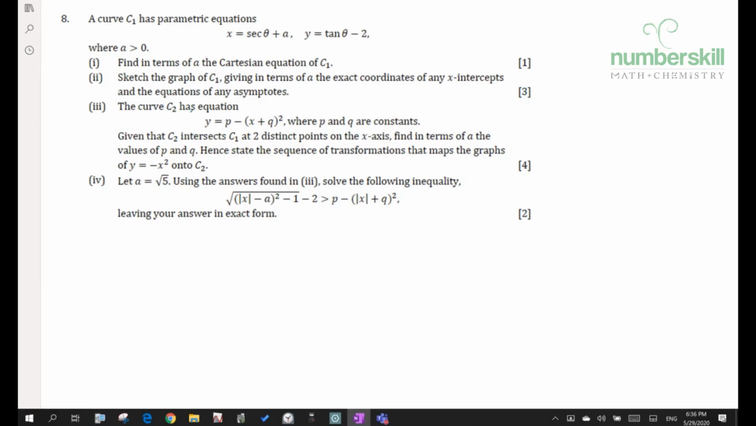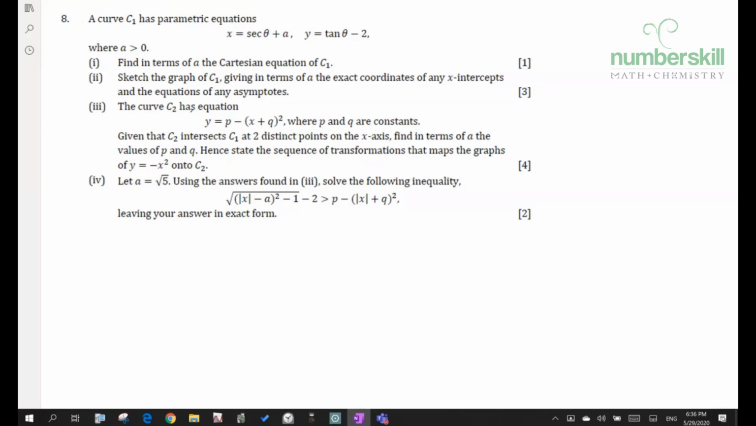That's all. So what it says is that this C2 intersects the C1 at 2 distinct points on the x-axis. So if you think about it, it must intersect on the x-axis, and find in terms of P and Q, and hence find a sequence of transformations that leads to this and that.